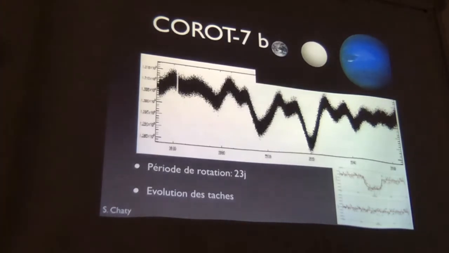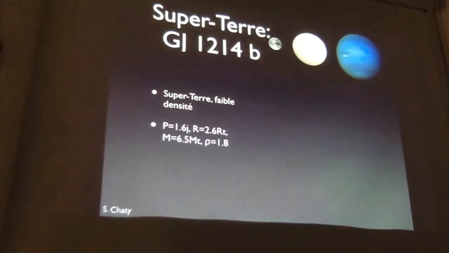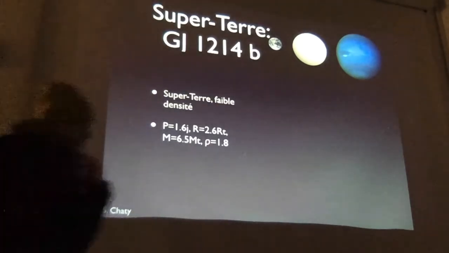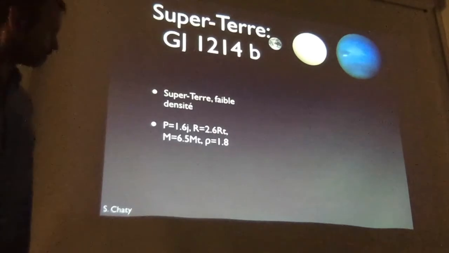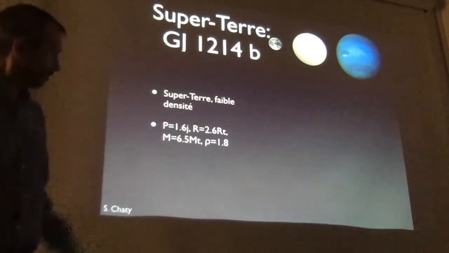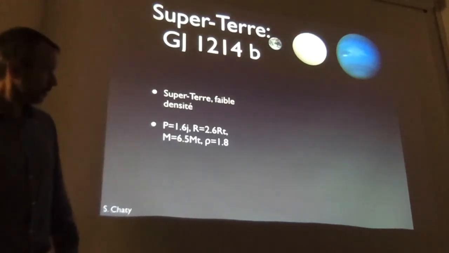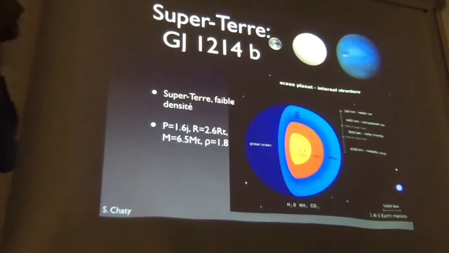Okay, Chtonian planet is not very interesting for us to find some life. What is more interesting, what we are looking for, is more like the super Earth. So here you have one super Earth. Super Earth of low density, where you have an orbital period of 1.6 days. So 2.5 Earth radius, 6.5 Earth mass, with density of nearly 2. And this is the model.